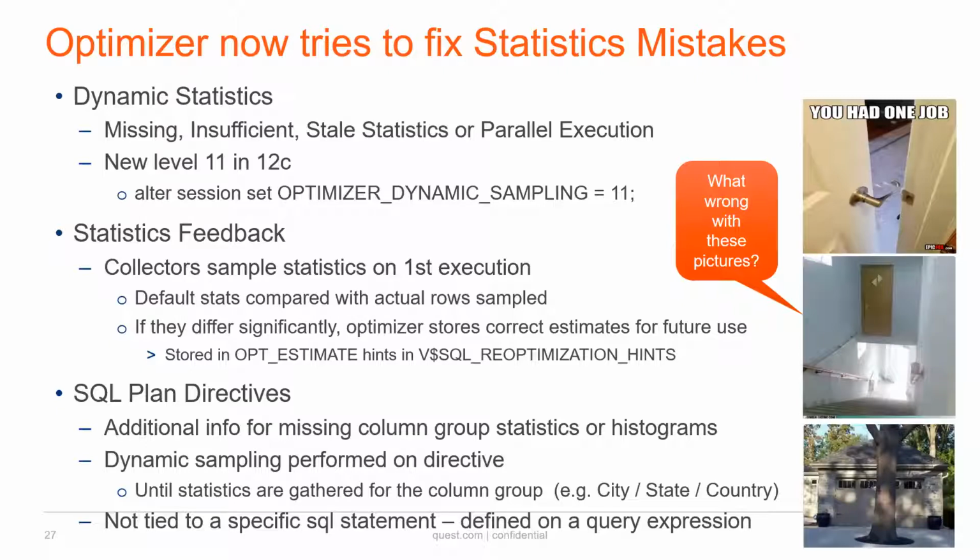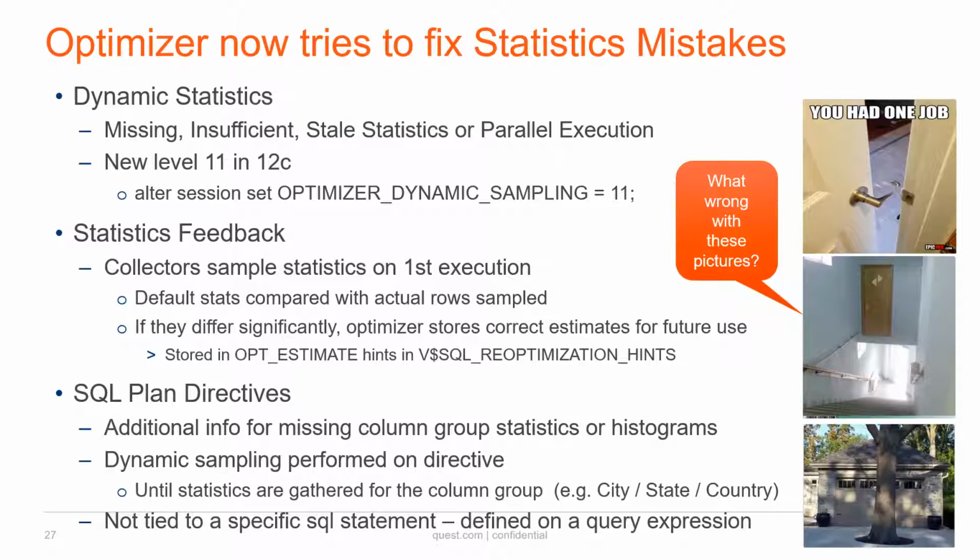The optimizer now tries to fix statistics mistakes, and it does this in several different ways. One is dynamic statistics, and if you have missing, insufficient, or stale statistics, there's a new level in 12C. This is not a new thing, but now you can set it to level 11, the optimizer dynamic sampling. What this will do is tell the optimizer it can automatically sample when it needs to.